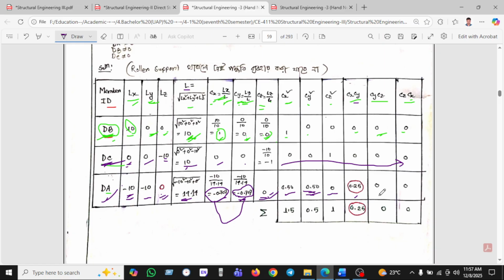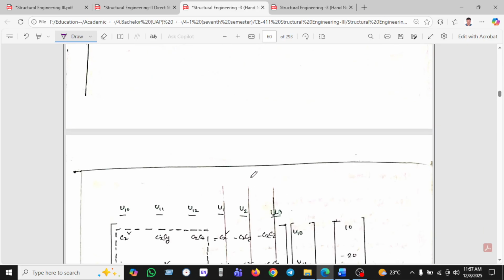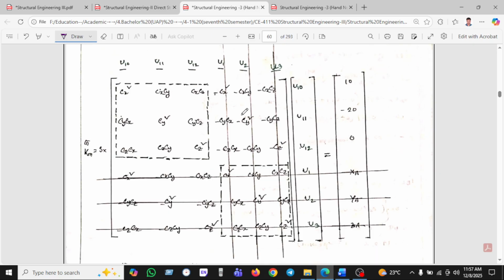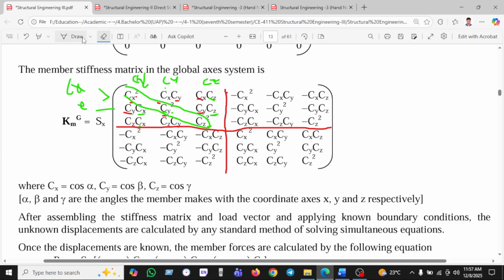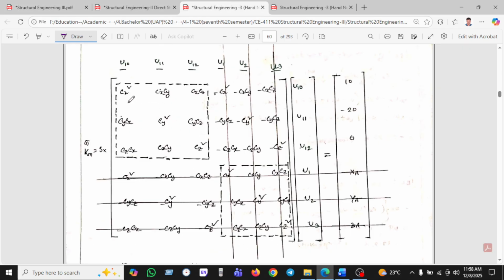And Cy Cz is 0, as this is 0, and after calculating, we can use the summation. After all the summation, 1 plus 0 plus 0.5, that will be 1.5. 0 plus 0 plus 1.5, it is 1.5, and it will be 1, and 0.25. In this way we will be calculating here. Now we are assembling the formula, as I have shown here. It must be memorized. There is no other option but to memorize. Cx square, Cx Cy, Cz. So we are just putting all the values here.